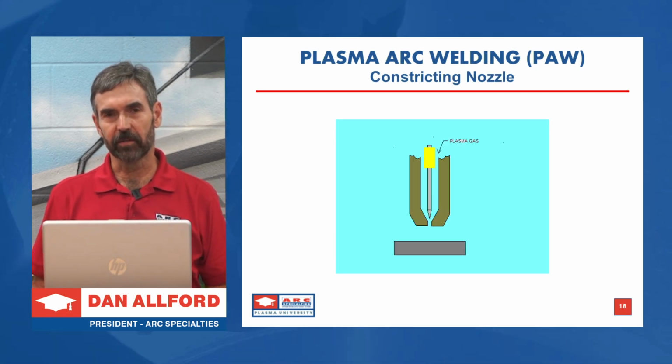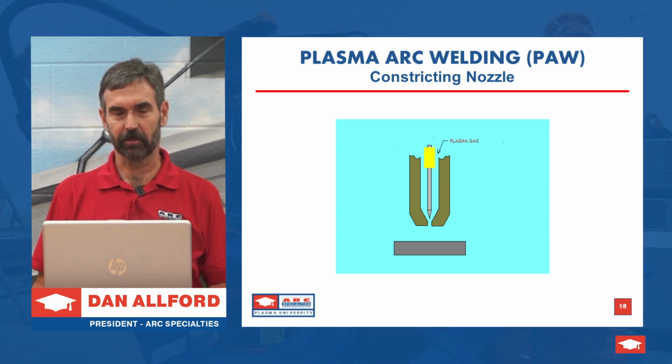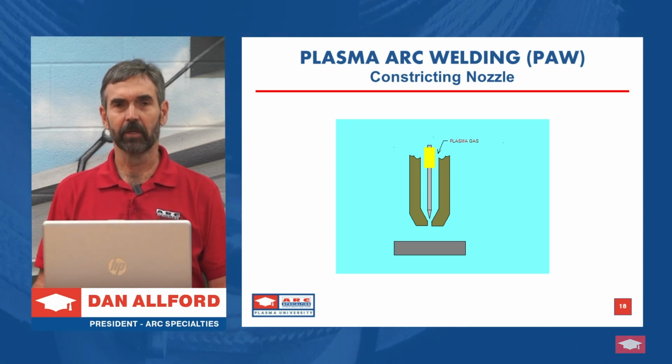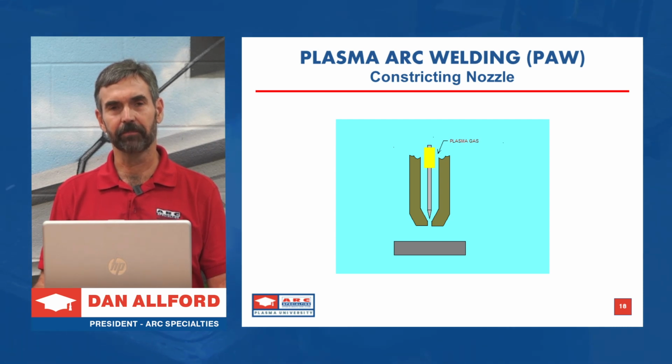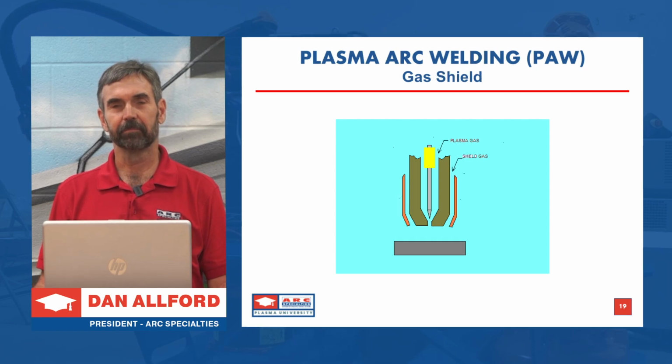Now we're getting down to the differences between TIG and plasma, and it's all in the constricting nozzle or the anode. The function of this is to shape the arc column. Instead of a diverging arc which spreads out, we get a nice columnar arc. So the current density remains the same, it protects the tungsten, and this is where the benefits of plasma lie.